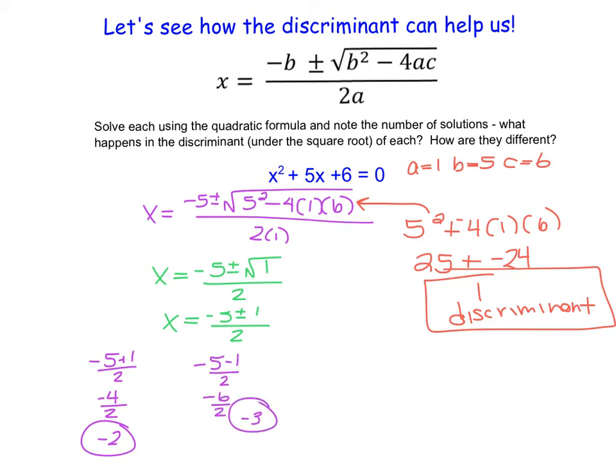So what I'm noticing here is that with a discriminant of 1, or a discriminant that is a positive value, I end up with 2 real solutions.